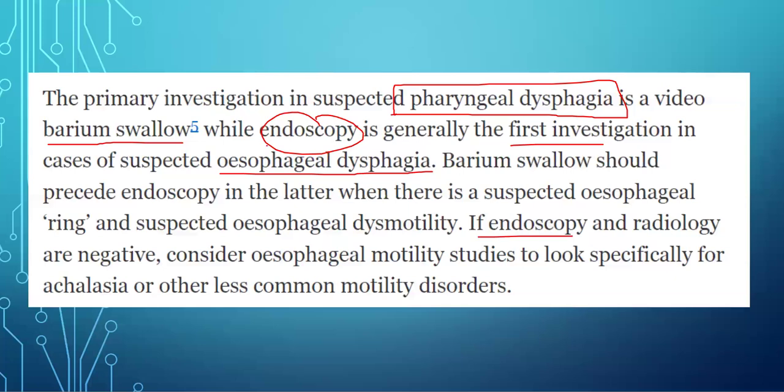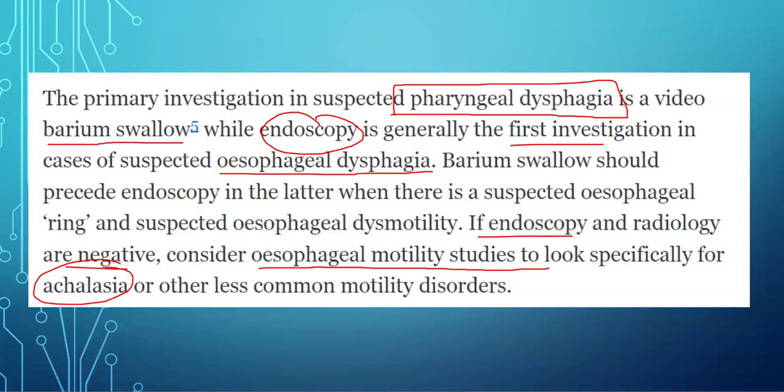If endoscopy and barium study both are negative, and the patient still has dysphagia, then we do the esophageal motility study, which will rule out achalasia. So that's the step-by-step management.